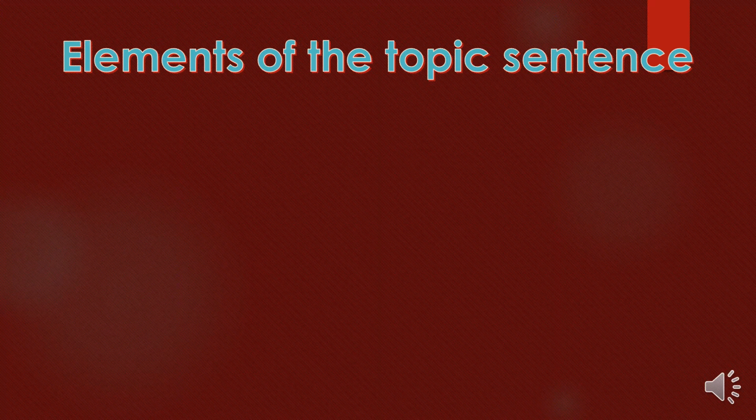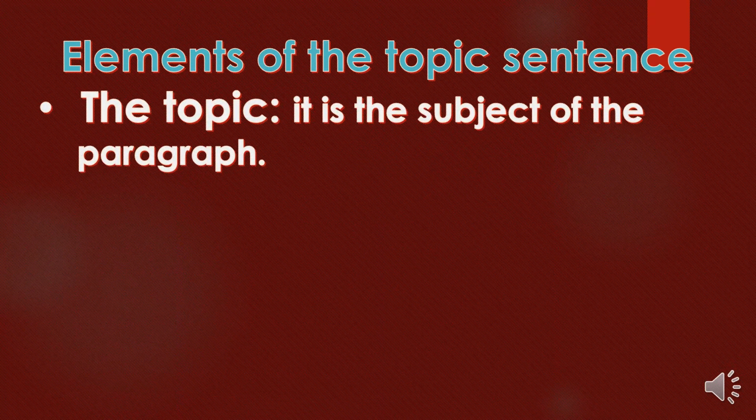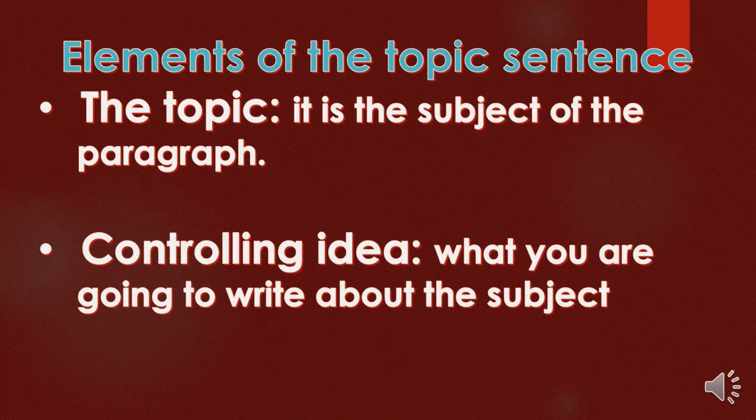Well, if we take into account these elements of the topic sentence, we are going to conclude that the topic is the subject of the paragraph. In the case of the comparison and contrast paragraphs, we are talking of two subjects because we are comparing two places, two cities, two objects, two people, whatever. And the controlling idea is what you are going to write about the subject. In the case of these paragraphs, in this controlling idea, you are going to have the points of comparison or difference included.